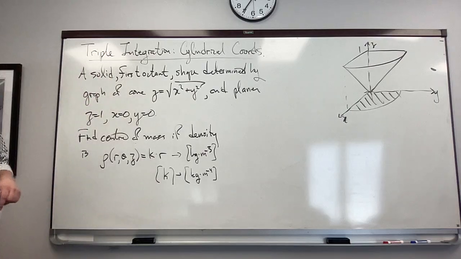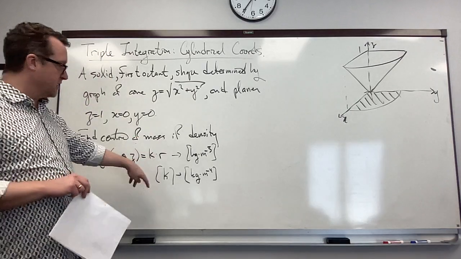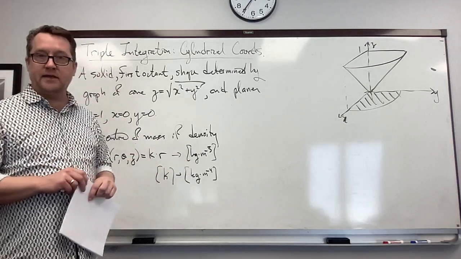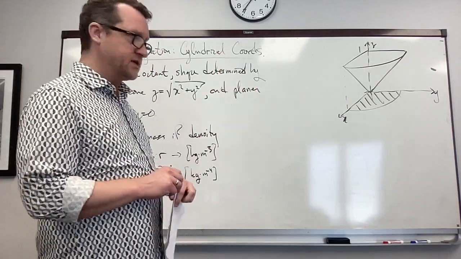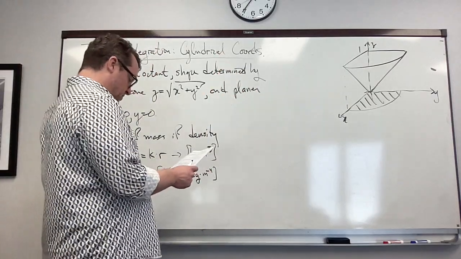Okay, so that's a coefficient. Together with r, the product of the two would give us units of density, as you would need. And when we get to the end of the problem, we can ask the question: do the units make sense? Which is a helpful thing to be able to do in real situations.